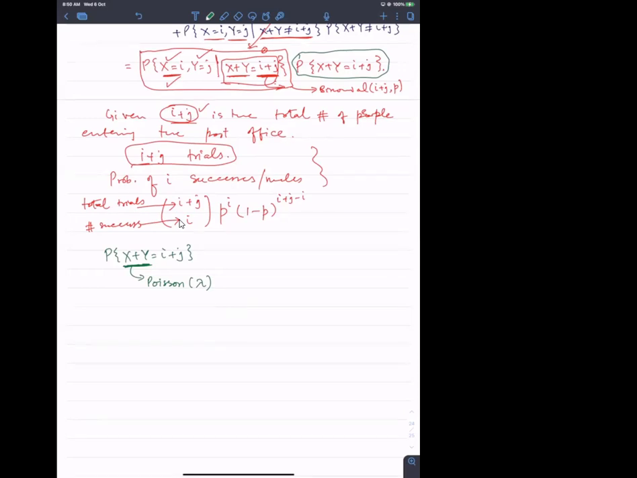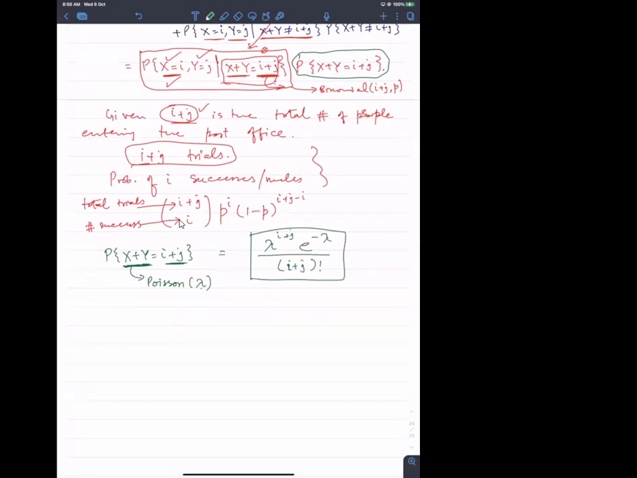So this is simply asking: for a Poisson random variable with parameter lambda, what is the probability it takes the value i plus j? That should be equal to lambda power i plus j, e to the power minus lambda, divided by i plus j factorial. This is your Poisson distribution, with the random variable taking the value i plus j.